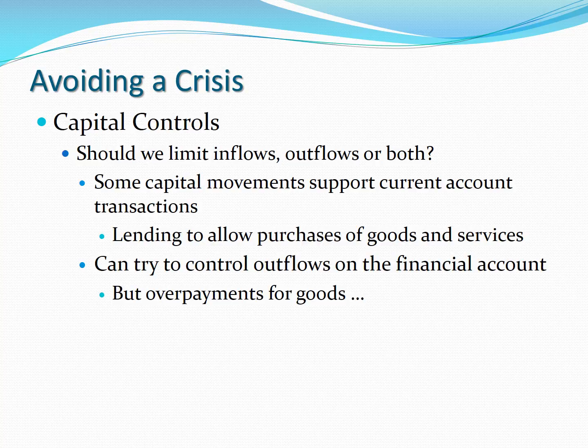One way is to overpay for the goods and services that they are importing. So they can purchase abroad. They can pay more than they would, with the understanding that that excess money will be considered to be an investment into the foreign company. So that's one way you can have an outflow without it being detected.